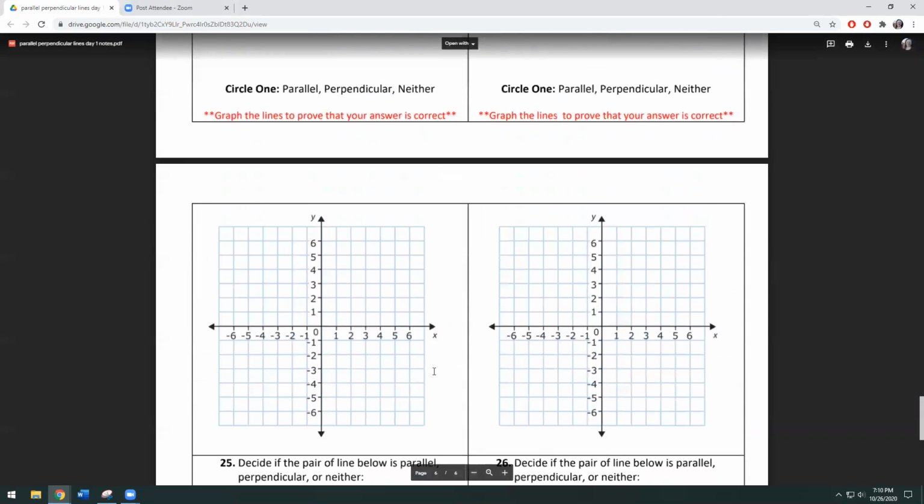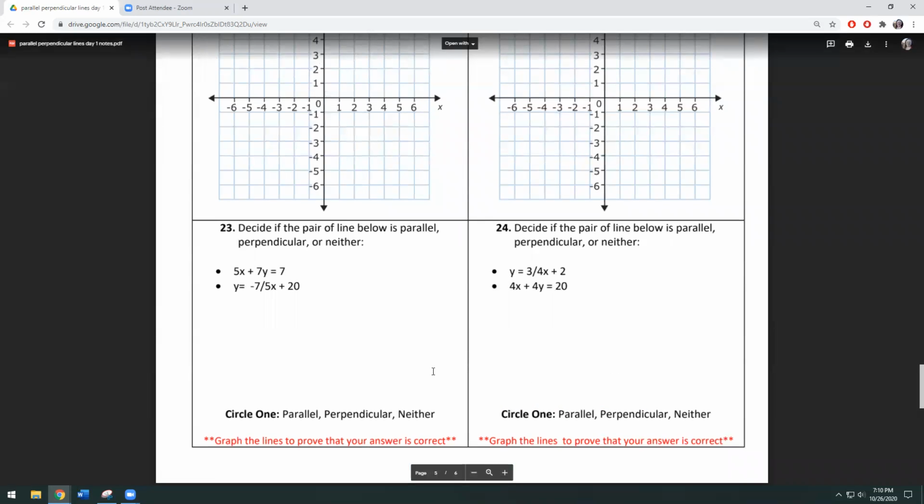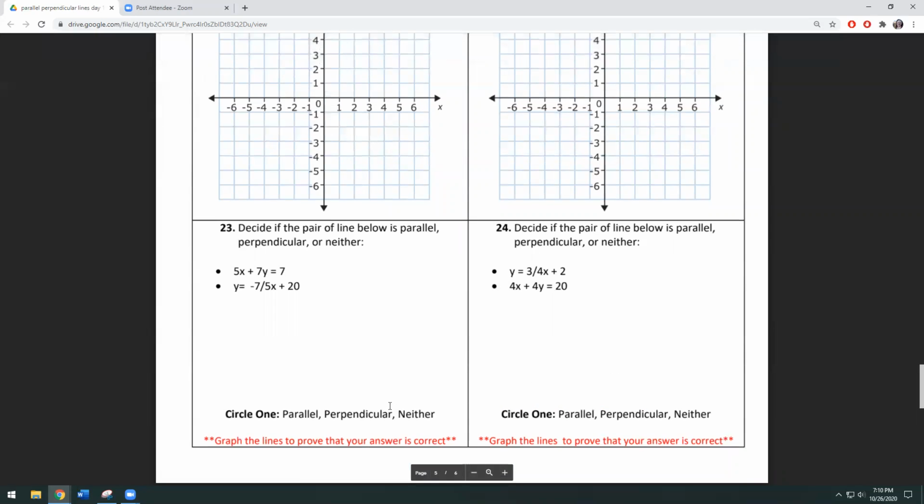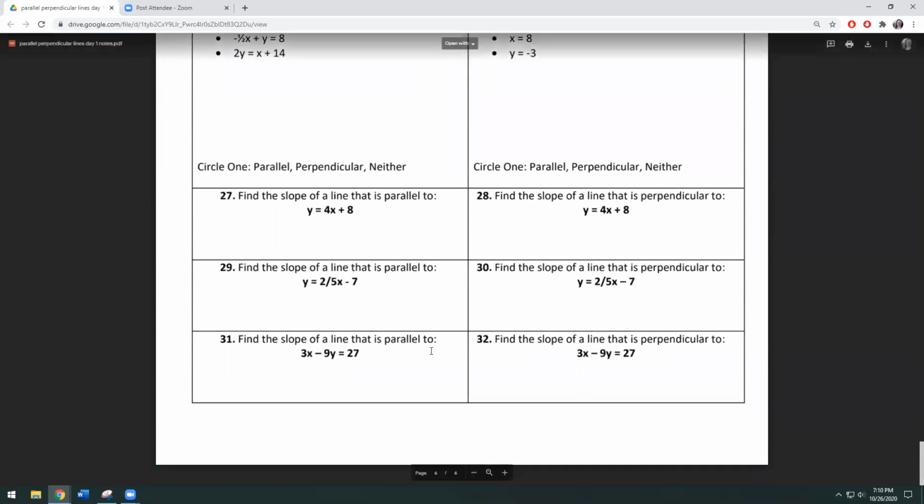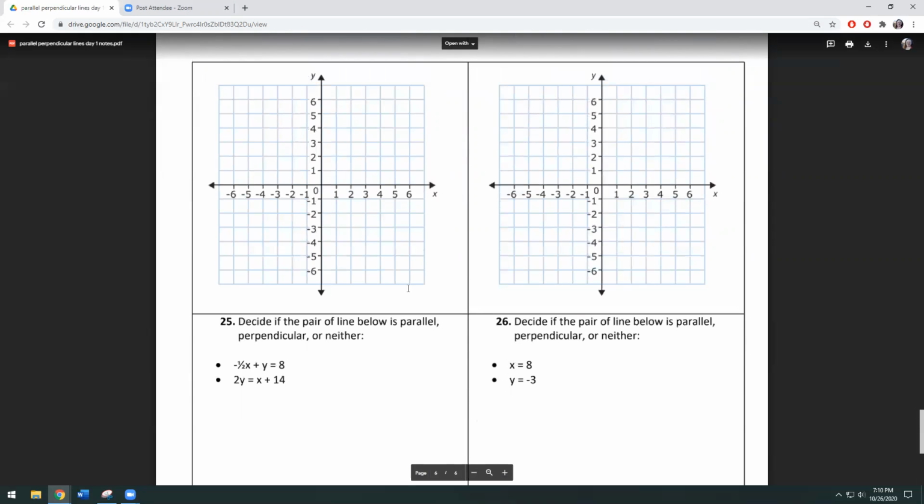Hopefully this homework doesn't take you super long. I know that the notes took me a ton of time, but this homework at the end wasn't too bad. These ones are pretty quick. These ones take a little bit of time, but they're honestly not that bad. So if you have any questions, just send me an email and I'll help you out.